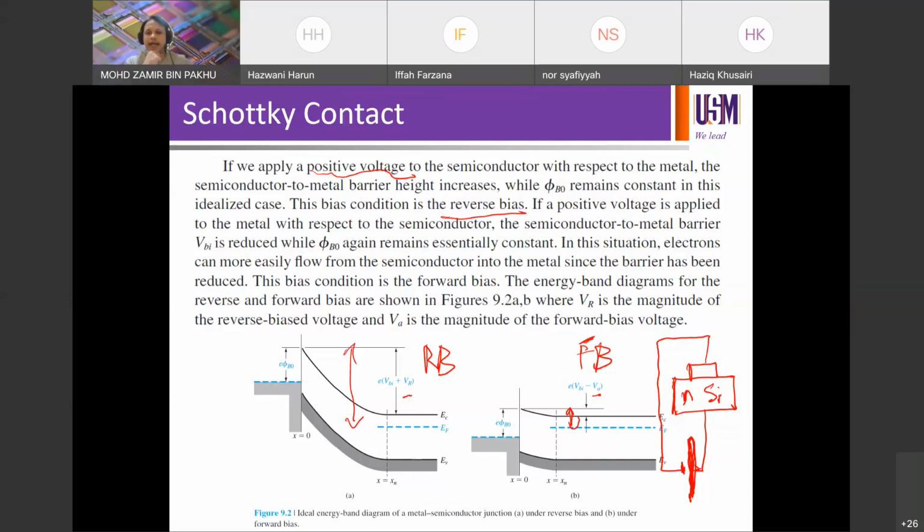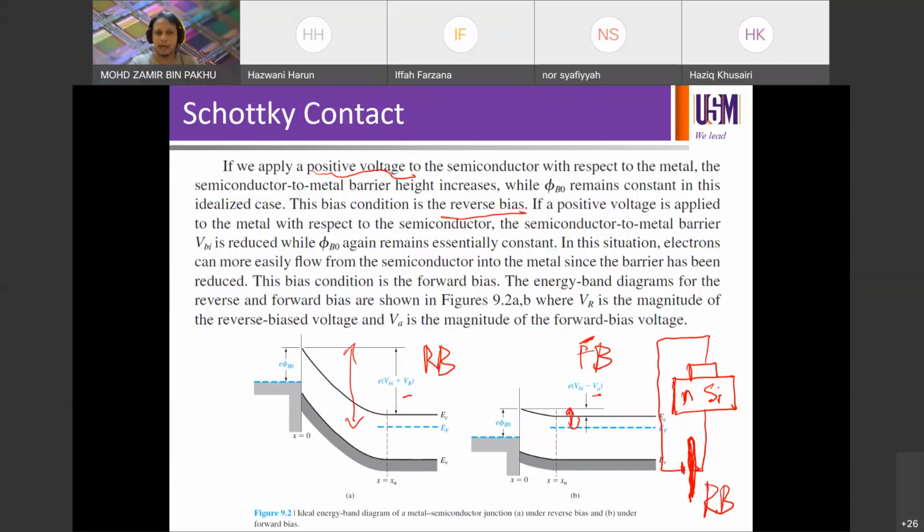If you connect N-type to positive, it's reverse, isn't it? If you connect N-type to negative, forward bias. So in this case, it's reverse bias. Saya draw tepi tu bukan, I'm not drawing for the forward bias, I'm drawing just because I have space there. Ini bukan saya draw untuk forward, I'm drawing to illustrate reverse bias.